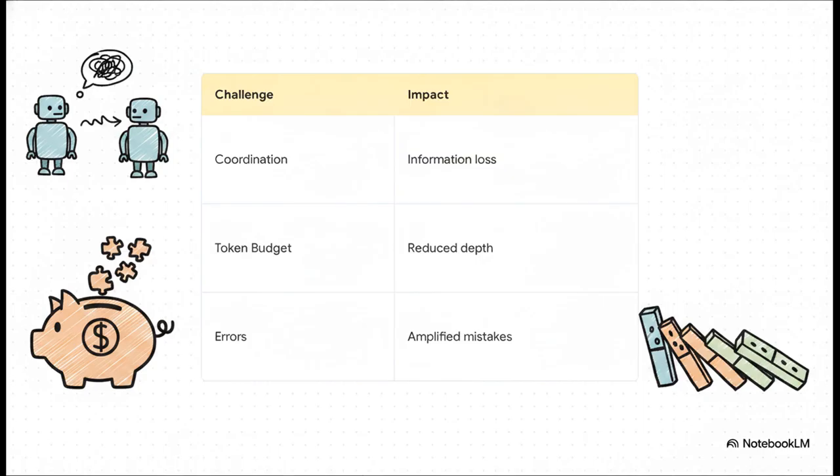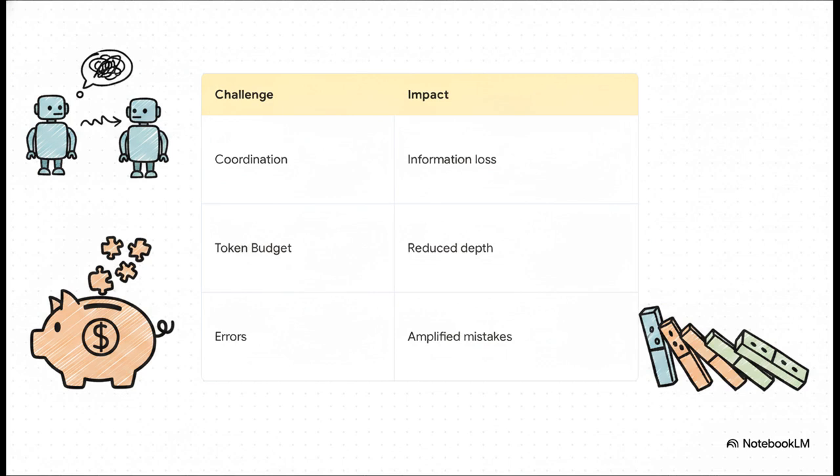As you scale up a multi-agent system, you run into significant challenges. First, the coordination tax itself. Message passing introduces information loss and overhead. Then there's the token budget. Your compute gets split across multiple agents, which actually reduces your reasoning depth. And finally, error propagation. Mistakes can amplify across the multi-agent pipeline.